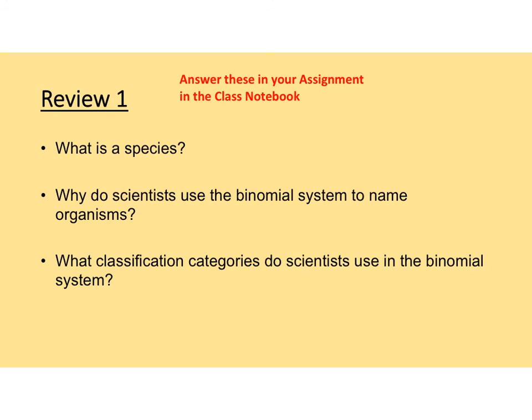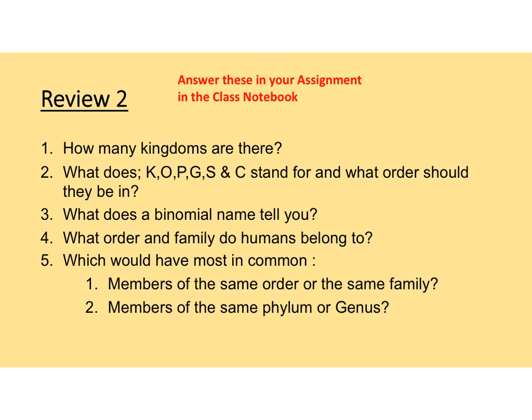Okay, so now I want you to answer these questions for your first review in your assignment in the class notebook. So question 1 is, what is a species? Question 2, why do scientists use the binomial system to name organisms? And question 3, what classification categories do scientists use in the binomial system? So pause the video now, answer those questions.